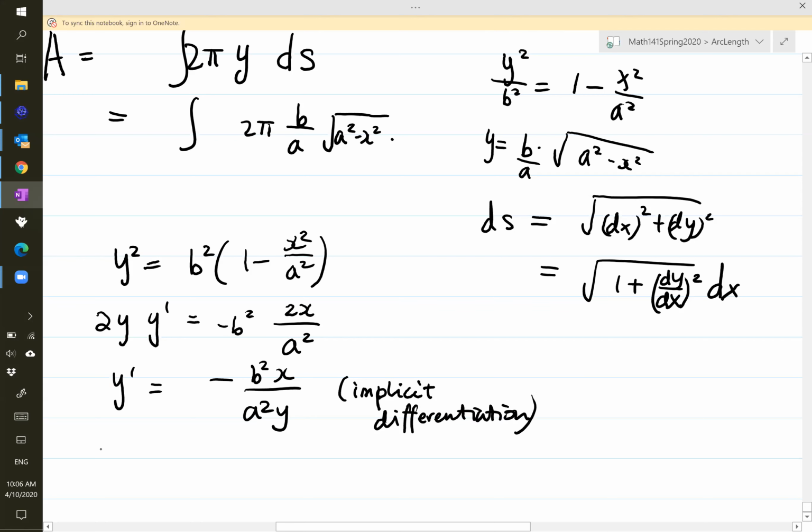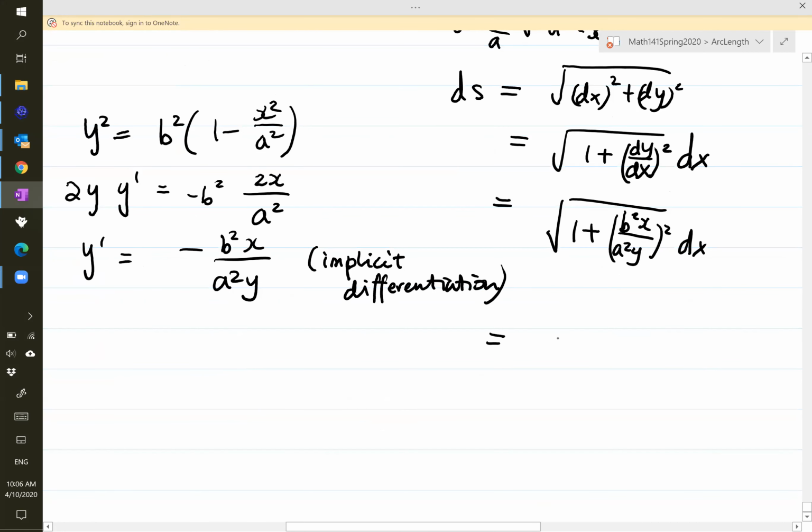Then you get a y prime. Okay, so this will be y plus, take the square, b squared x a squared y squared dx. Okay, so ds will be y plus b power 4 x squared a power 4 y squared dx.